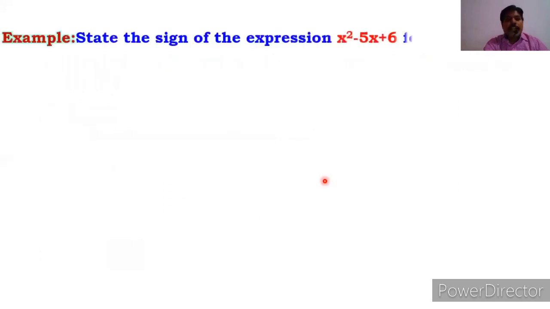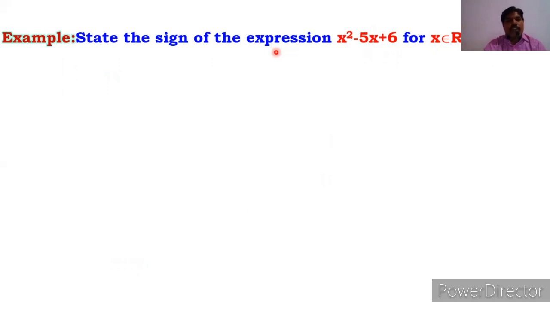So see one more example. State the sign of the expression x square minus 5x plus 6 for x belongs to R. So here also, what is the sign? They are asking when it is positive and when it is negative. In both cases they are asking. So if the roots are real and not equal, then only two cases arise.